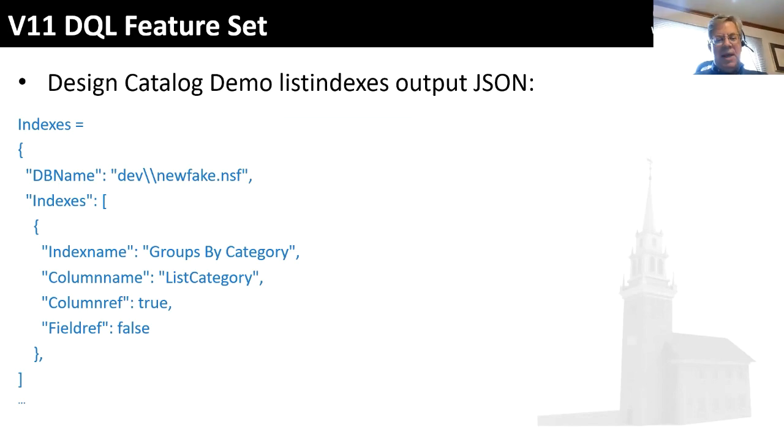And groups by category in the fake NSF. So this is names fake. You actually have, this is the NAB, right? This is the pub names NSF. So this shows you one of those views actually showing up as an index.